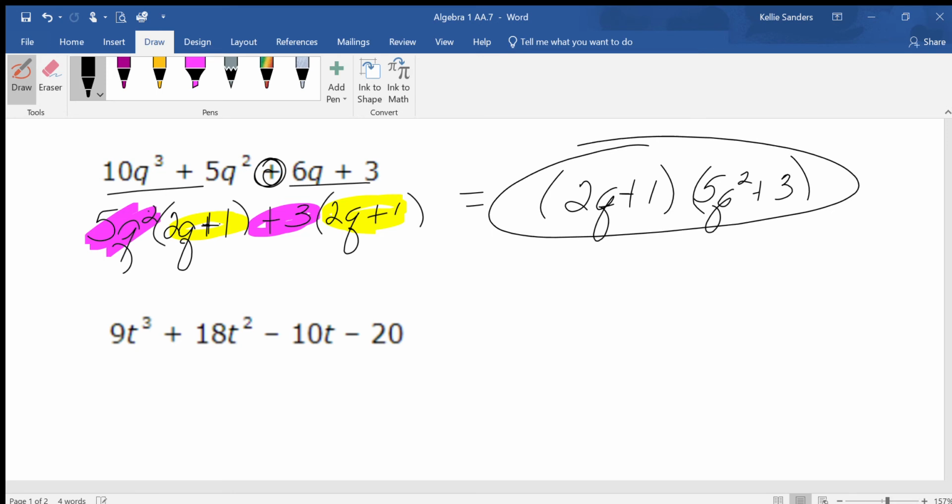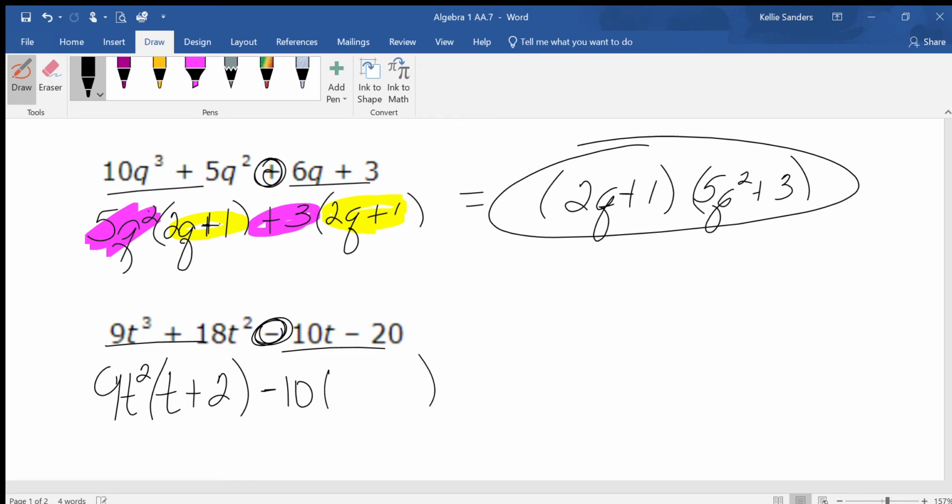9, 18, 10, and 20. Nothing will come out. 9 is the biggest number. T squared is the biggest exponent. So I'm left with 1t plus 2. See this sign? It comes down. The biggest number that goes into 10 and 20 is 10.